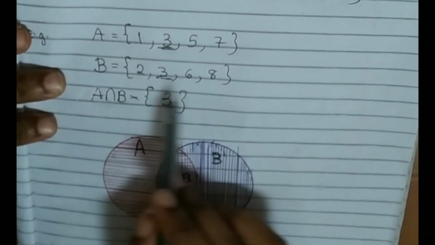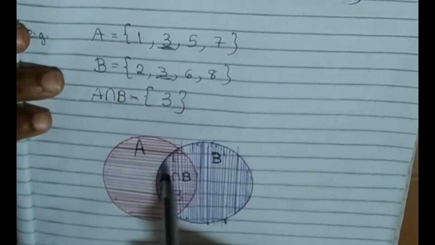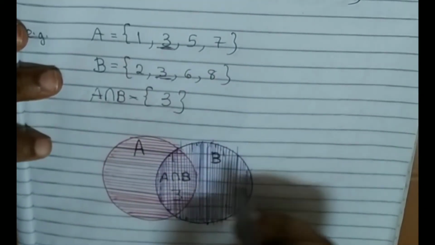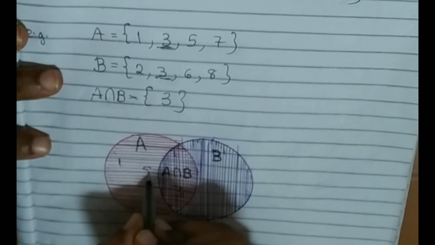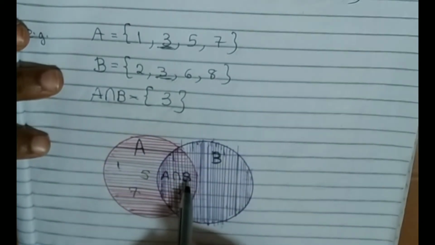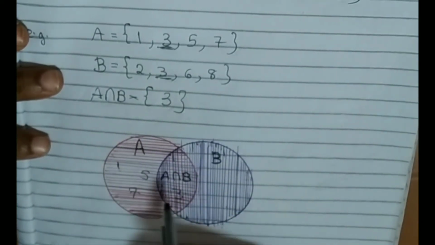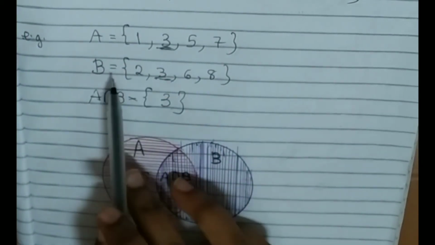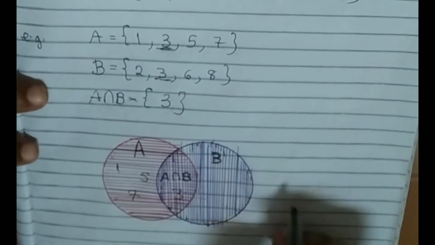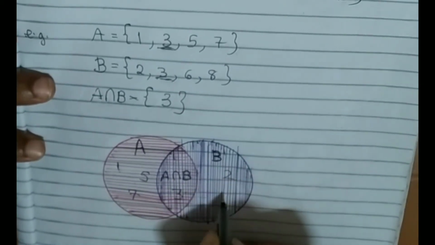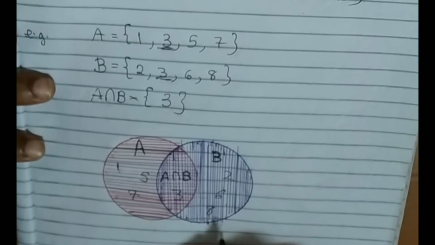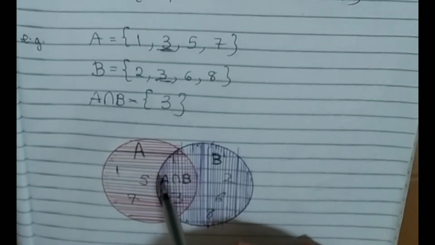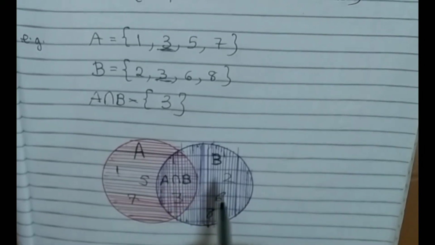Now what are the remaining elements of A? We write all the remaining elements of A: 1, 5 and 7. 3 we have already written, which is also in set A, so we will not write 3 again. Now what are the remaining elements of B? 2, 6, 8. So we write those in B. 3 we have already written. So this is how we represent intersection of two sets in a Venn diagram.